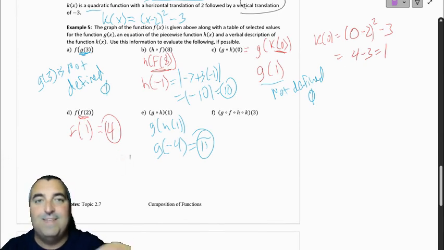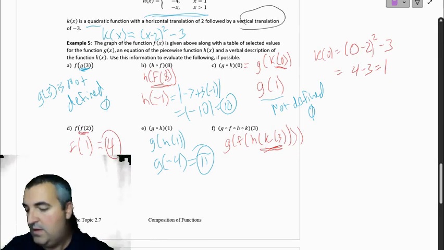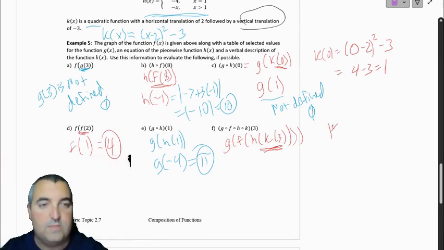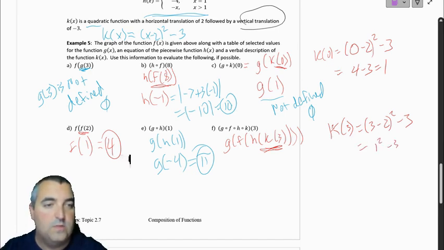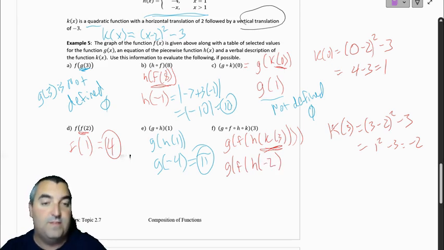Okay. And then we get this last one, which is a fun one because it's a bunch of them all in a row. The key with this is start from the inside and work our way out. So k of 3. I'm going to start by doing k of 3, and again, I'm going to do this on the side. So 3 minus 2 squared minus 3. That's 1. 1 squared is 1. 1 minus 3 is -2. So that means I'm going to replace k of 3 with -2.